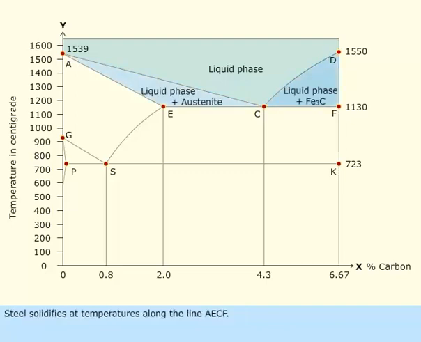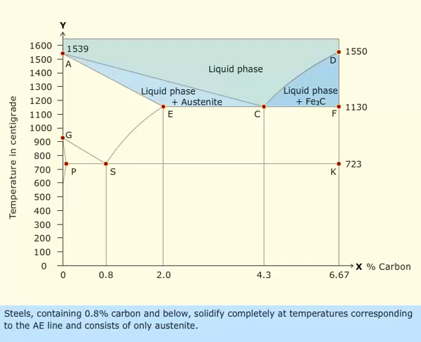Steel solidifies at temperatures along the line AECF. Steels containing 0.8% carbon and below solidify completely at temperatures corresponding to the AE line and consist only of austenite.